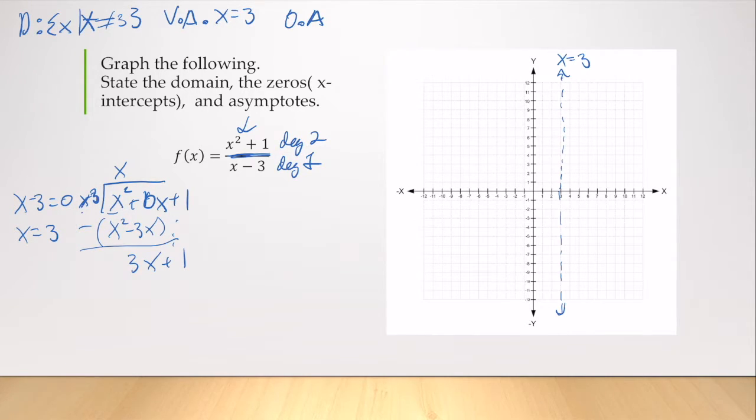What do I multiply x by to make it look like 3x? Well, that's a 3. 3 times x is 3x. 3 times negative 3 is negative 9. We subtract these. I'm left with a remainder of 10, but we ignore the remainder. So my oblique asymptote is y equals x plus 3. So that means my y-intercept is 3, and my slope is a positive 1.